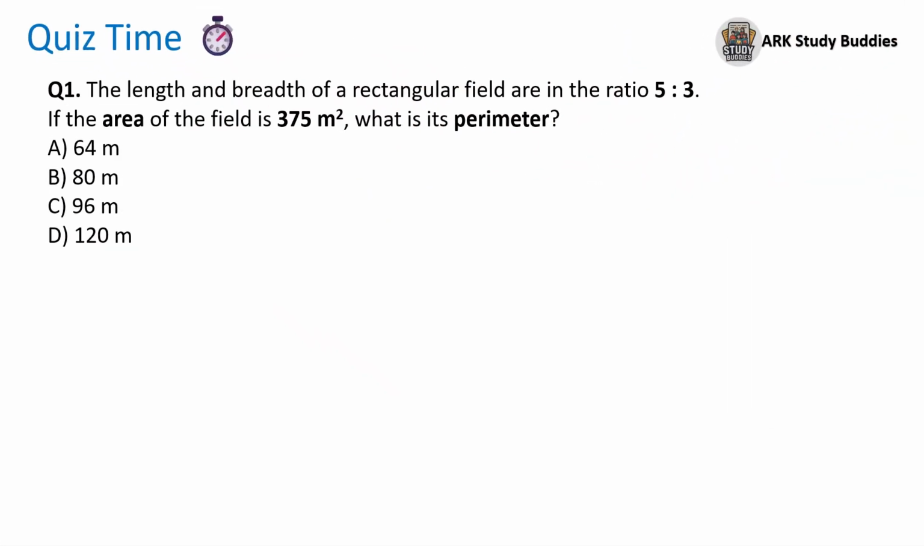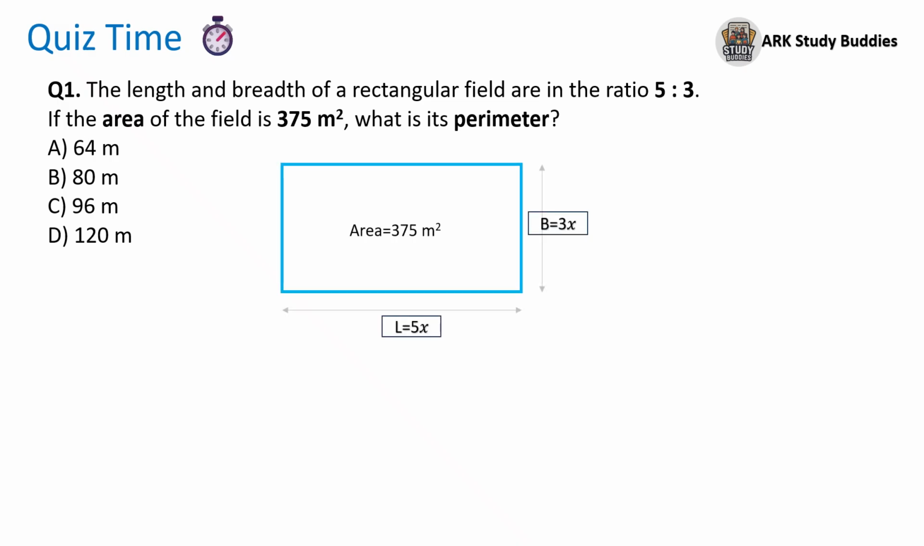So let's start to solve the quiz. The length and breadth of a rectangular field are in the ratio of 5 is to 3. If the area of the field is 375 meter square, what is its perimeter? The options are 64, 80, 96 and 120. So what is given? Area is equal to 375 meter square, and length is 5x and breadth is 3x.